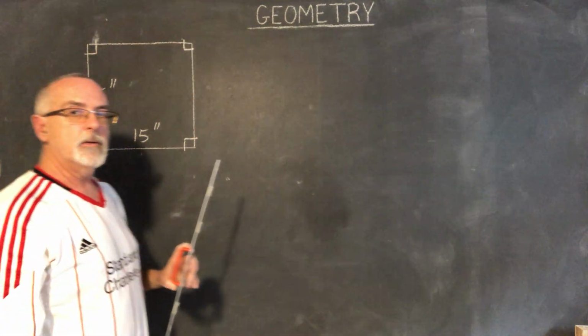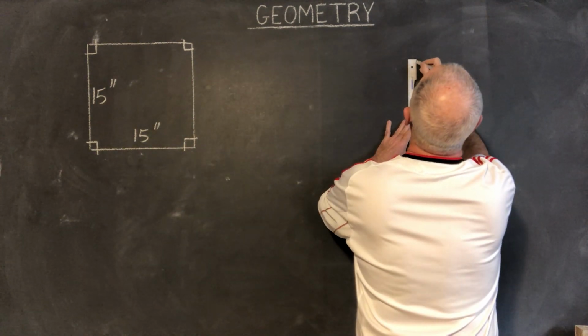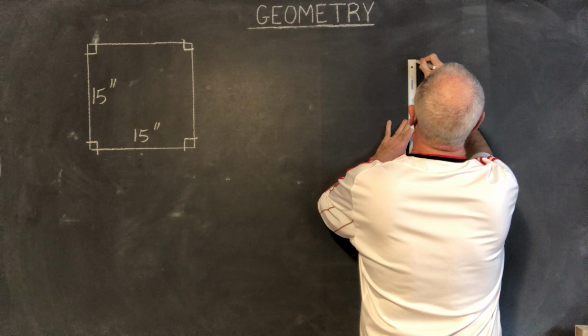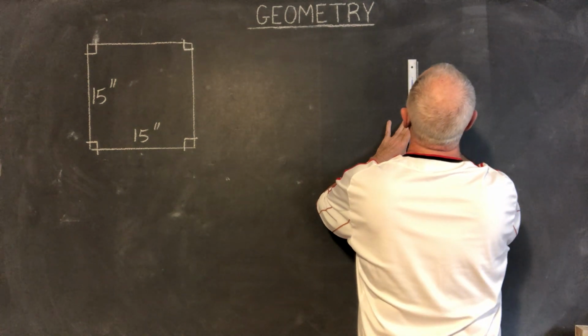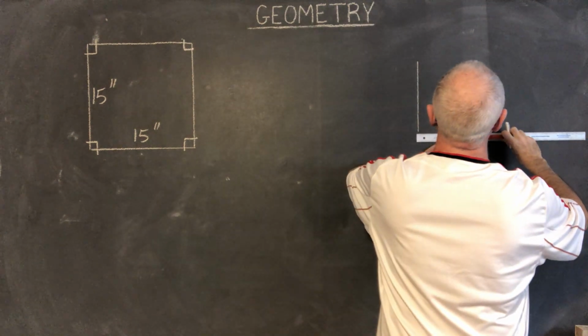Now my second square, I'm not going to give any of the side lengths, so I'm just going to draw it without saying how long these are. There, how's that?